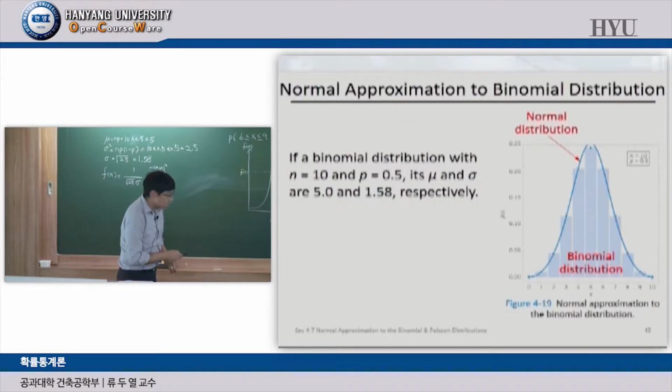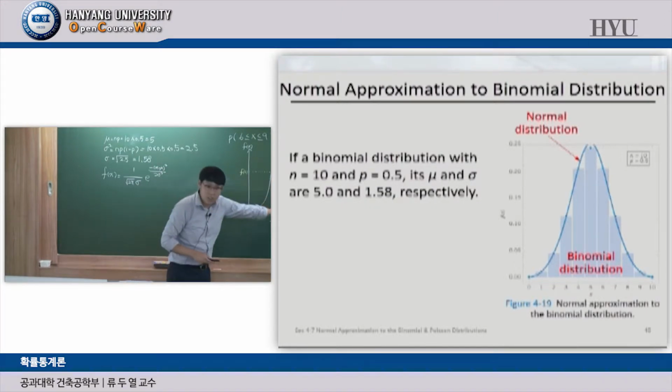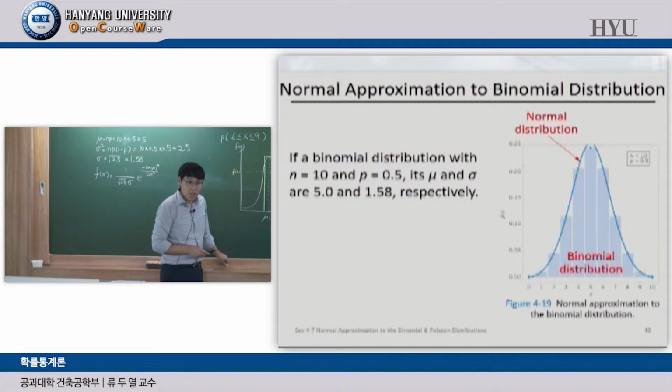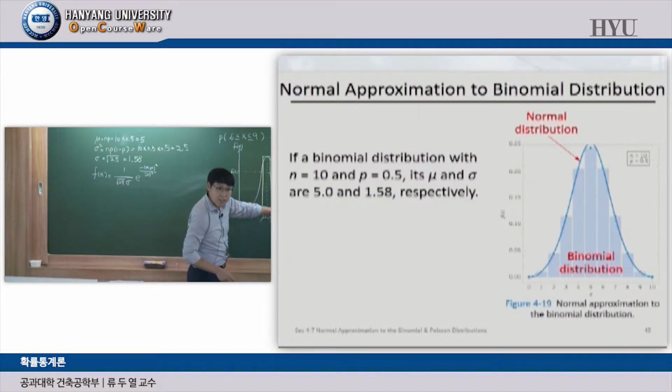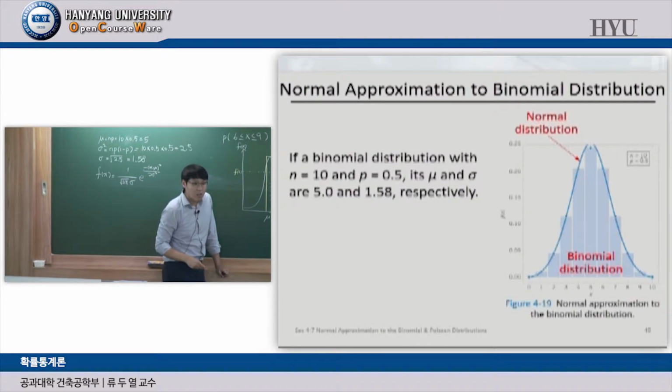So, based on this diagram, what is this? The probability of x being between 6 to 9 is this shaded area, right? Okay? And in this case, this shaded area is equal to this area, right?